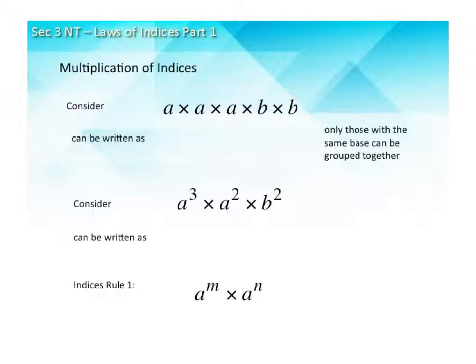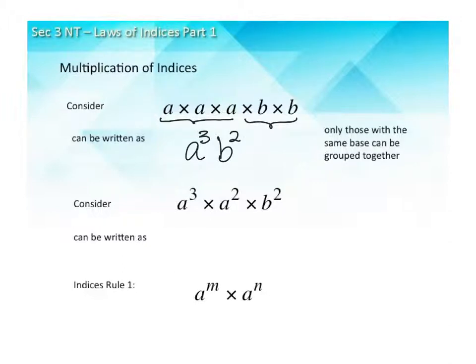We have a times a times a times b times b. Now this can be written as a different base with different index, because only those with the same base can be grouped together. That means for our first base we have the letter a. This will be a to the power of 3. Okay, and the other one, letter b, is of a different base. We cannot add the power together with a, so it will be on its own. So this will be b to the power of 2.